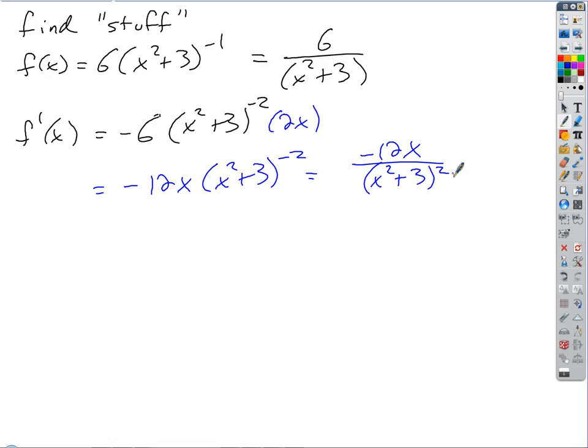We need to find all critical numbers. Critical numbers exist where the derivative is undefined or 0. So is this derivative undefined anywhere? No, and it's not for the same reasons that the function wasn't, right? The function on the bottom is just x squared plus 3. So what if it's squared? The zeros of the bottom would still be the zeros of x squared plus 3, and we already determined there aren't any. So it's nowhere undefined. Where does it equal 0? Wherever the numerator is 0, and that's clearly at x equals 0.